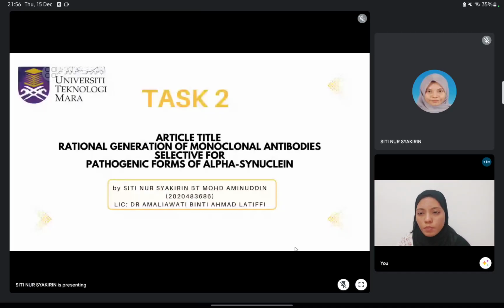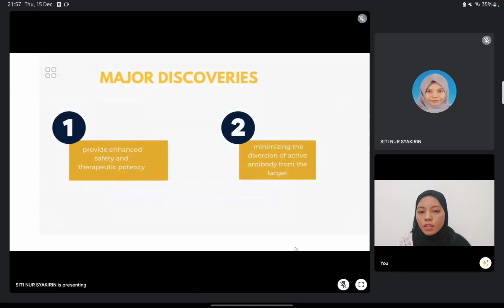The first slide is about the major discovery provided by this article, which is to enhance the safety and therapeutic potency by preserving normal alpha-syn function. The second discovery is to minimize the diversion of the active antibodies from the target by the more abundant non-toxic forms of alpha-syn in the circulation and central nervous system.